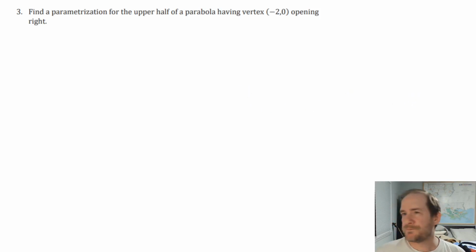All right, number 3. Find a parameterization for the upper half of a parabola having vertex -2, 0, and opening to the right. Okay, so suddenly all bets are off. We're not talking about vector equations anymore because vector equations, at least the way we just talked about them, can really only model a line. The general rule that I gave you only models a line. It's never going to curve and make a parabola or a circle. So no more vector equations. We're on our own. We're out in the wild again.